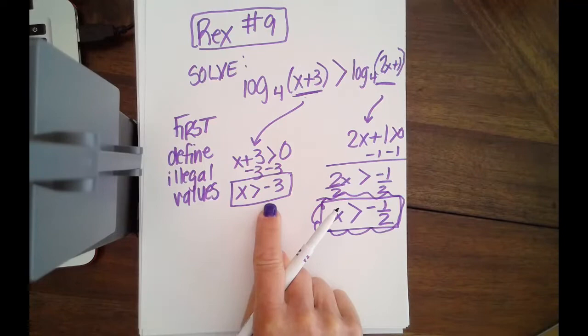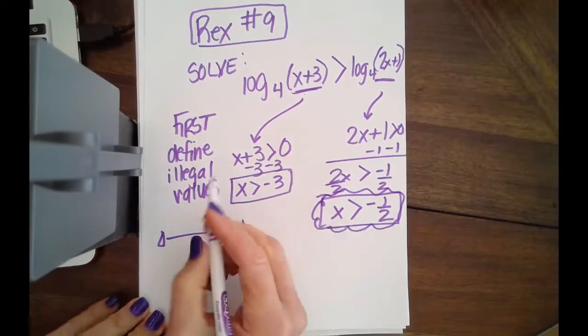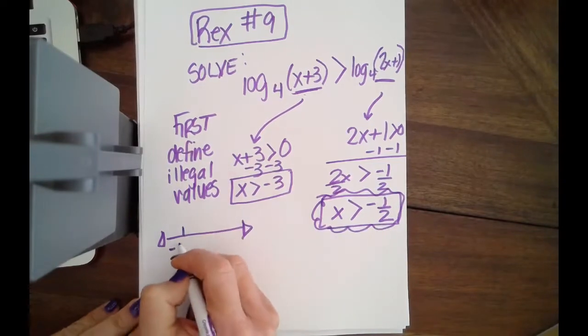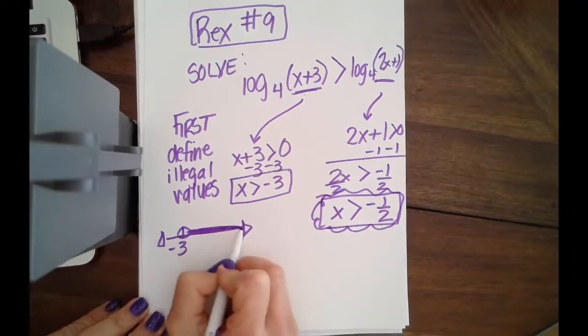If you're not sure, you can always do a little number line. This helps a lot of kids. They're not sure when they have one that looks like this. Let's say we graph that. That'd be -3, and you'd say, okay, not including, and then we go this way, anything greater than -3.